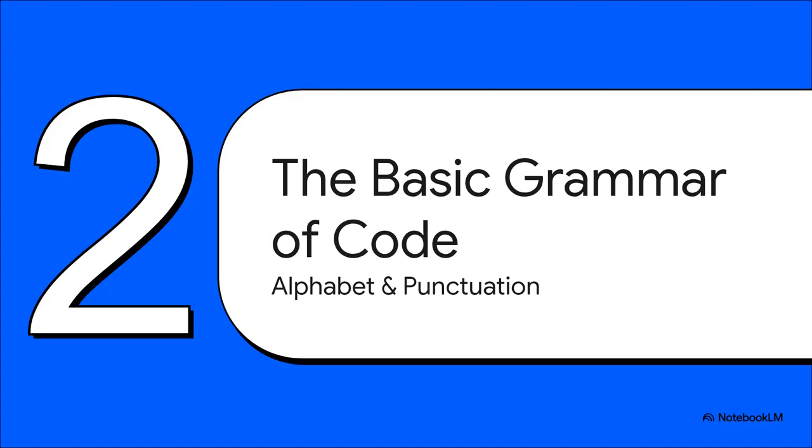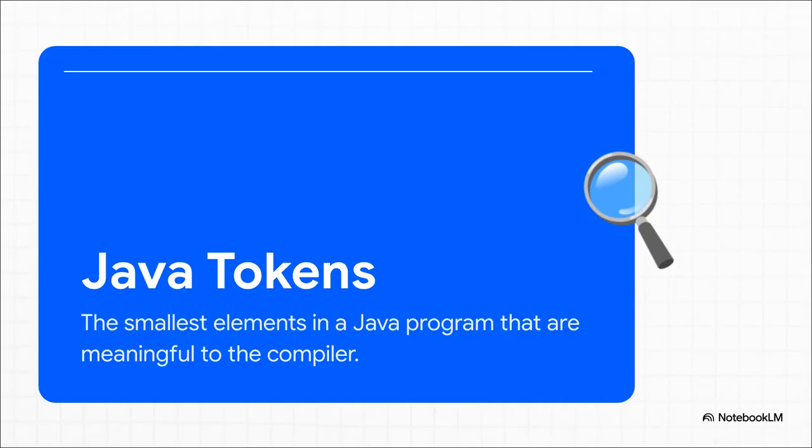All right, so now that we have our toolkit, it's time to learn the absolute basic rules of the language. We're talking about the alphabet, the words, and the punctuation marks that the compiler can actually understand. In Java, these little building blocks are called tokens. They are the smallest, most fundamental pieces of code that actually have meaning. You can't break them down any further. It's just like in English, where a sentence is made up of words and punctuation. Well, a Java statement is made up of tokens.